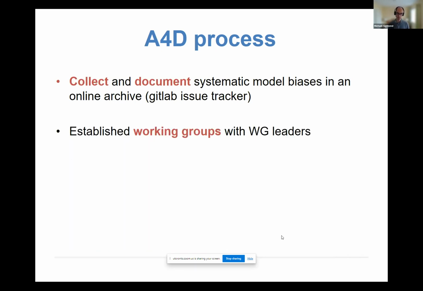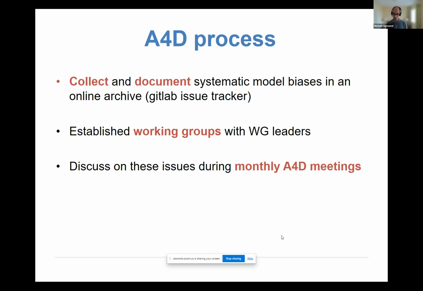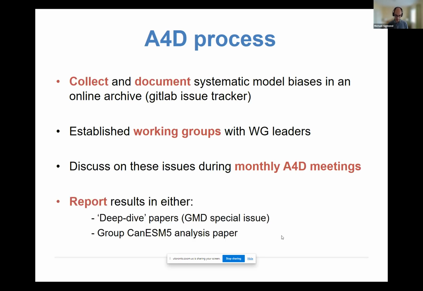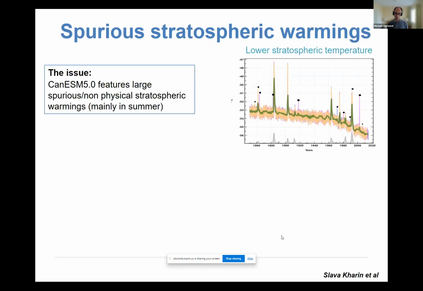After documenting these model biases, we've established working groups with working group leaders that are leading all these efforts. Those working groups do the actual analysis, and then we discuss these issues during monthly A4D meetings. The idea is to report the results in standalone deep dive papers, and for that the special CanESM5 GMD issue is an ideal platform. I believe we have 4 papers there now. But we're also working on a group CanESM5 analysis paper for later this year. In the coming few slides, I'll highlight a few of the issues that we've discussed during these meetings.